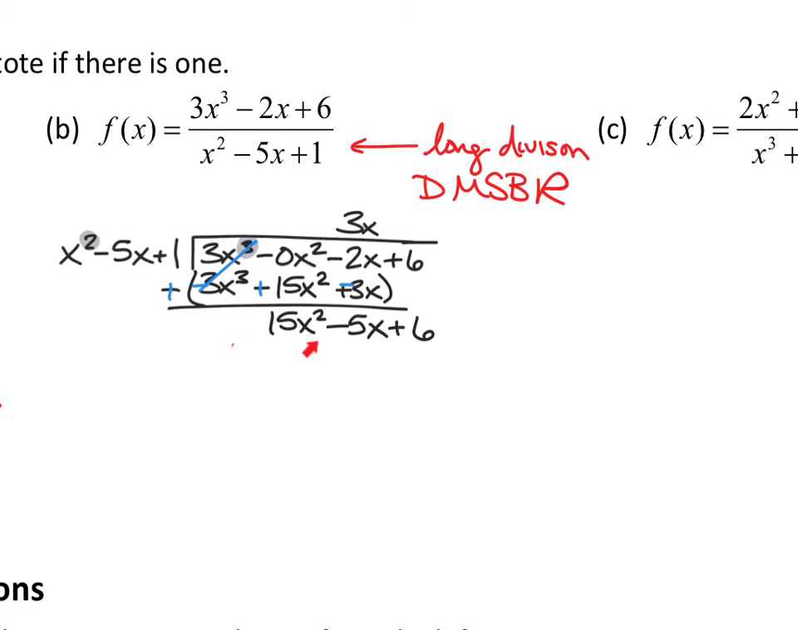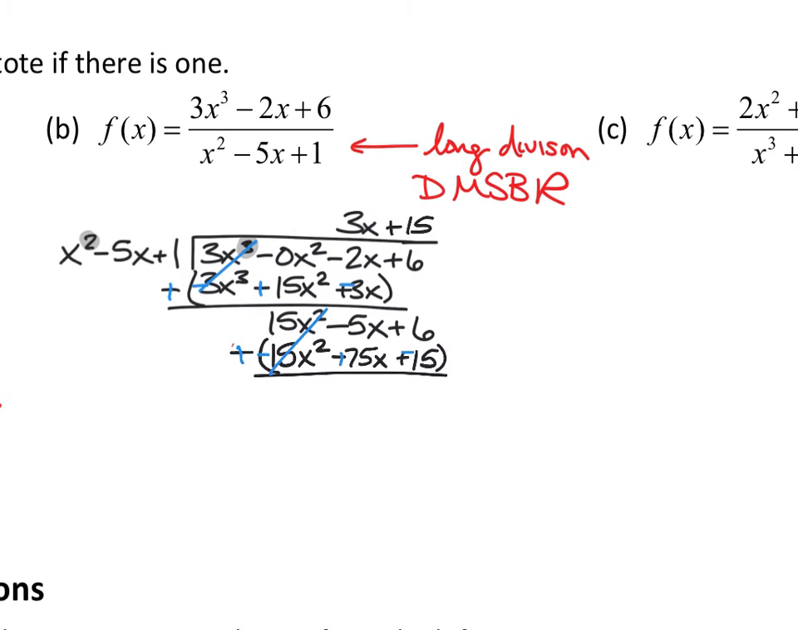We are dividing the new biggest part of my dividend, I'm using air quotes, you can't see me, divided by x squared. We would get 15. Distribute. 15 times x squared is 15x squared. 15 times negative 5x is negative 75x. And 15 times 1 is positive 15. But all of that, I'm going to subtract. And subtracting is adding the opposite.